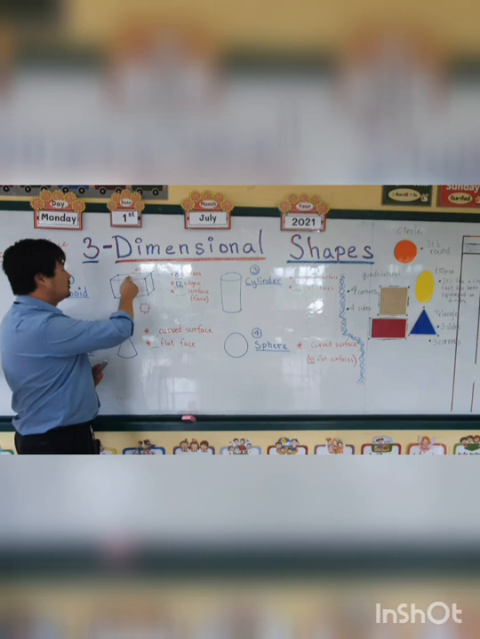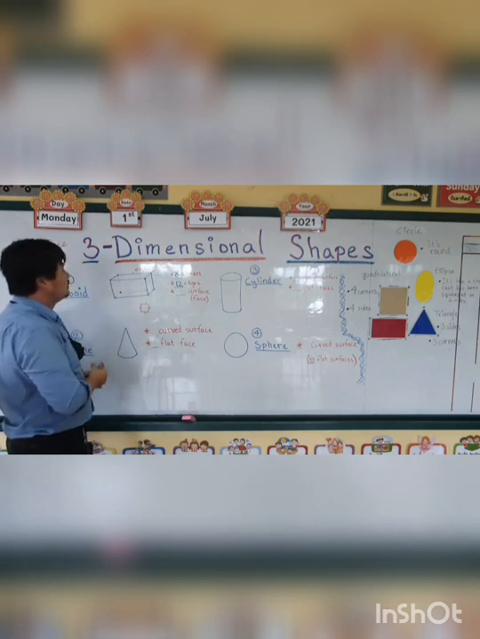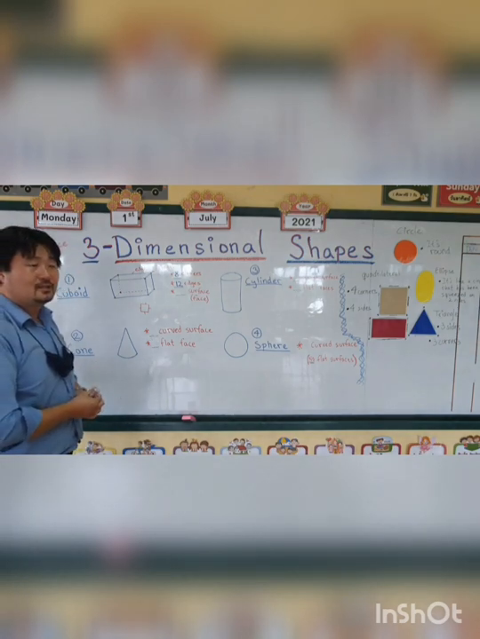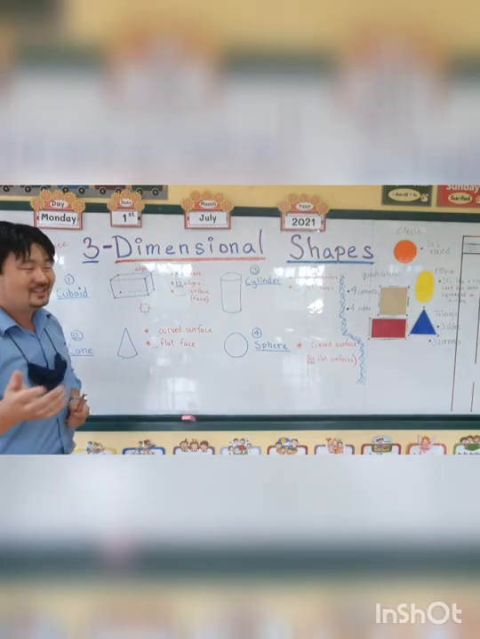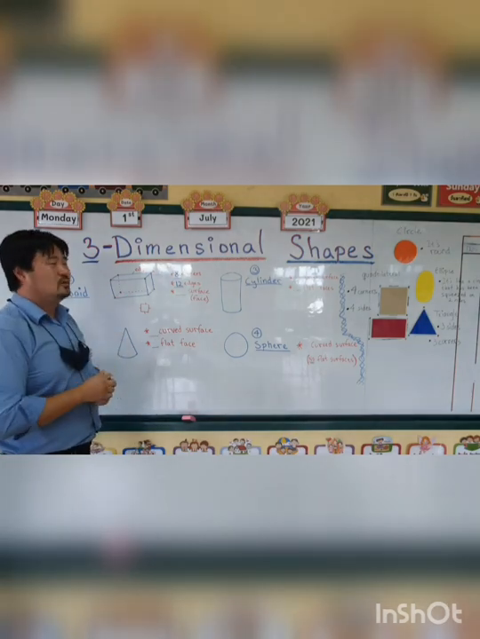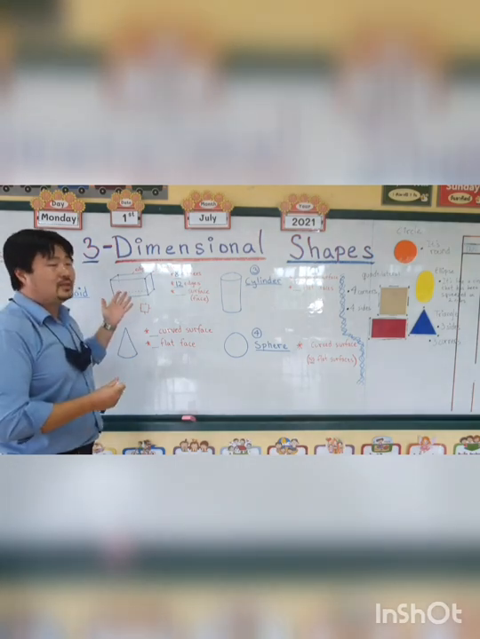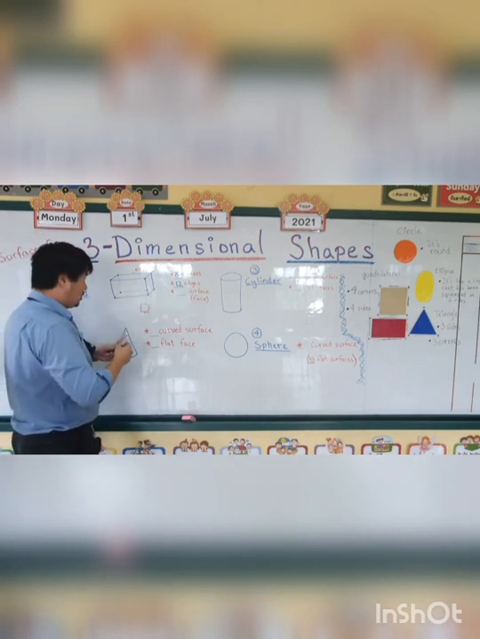1, 2, 3. We have only 3 surfaces or faces. Anyone? Yes? No? Right. No. Because we still have the sides we cannot see right now. So let's include them. So let's mark these.